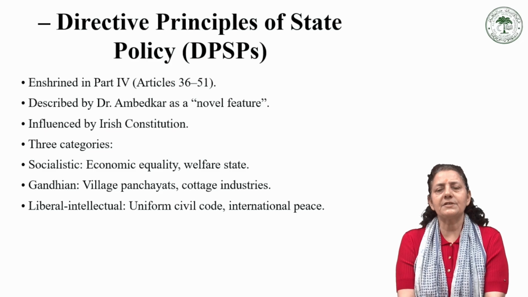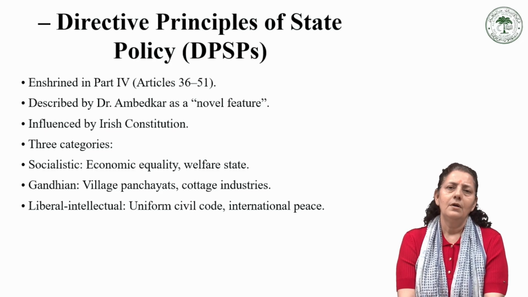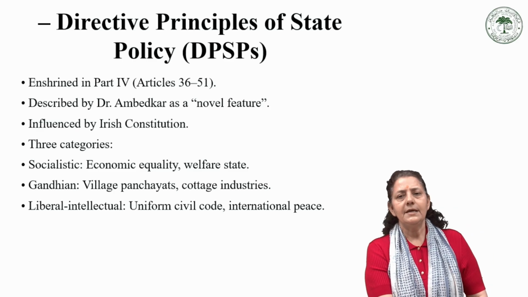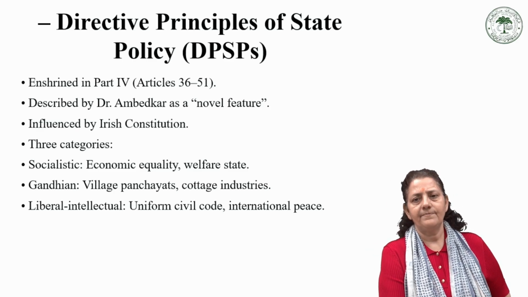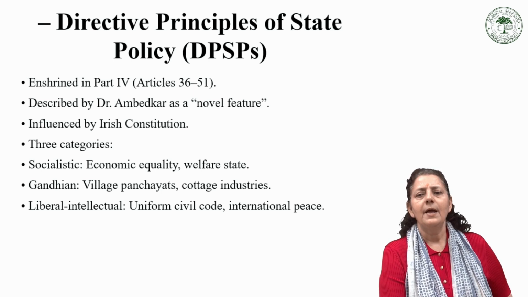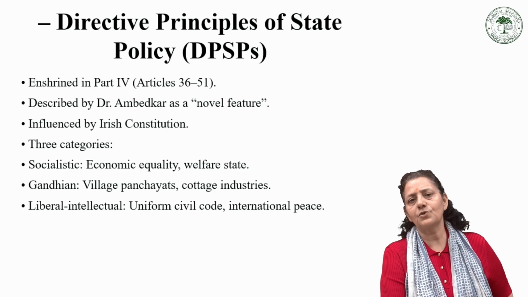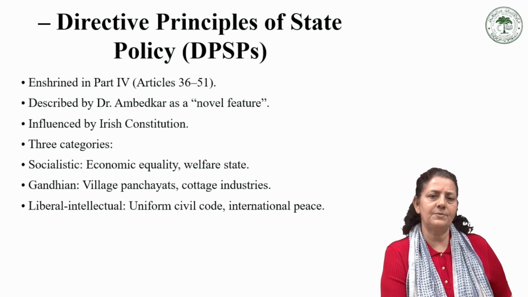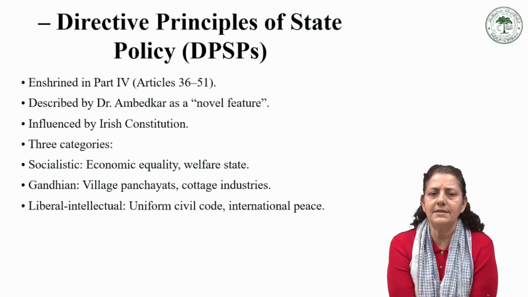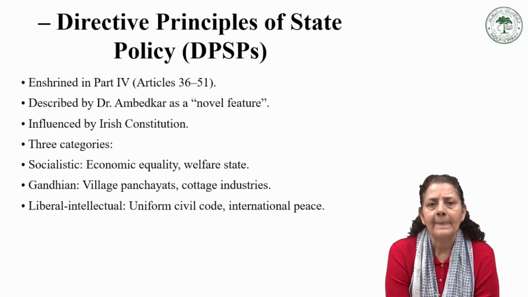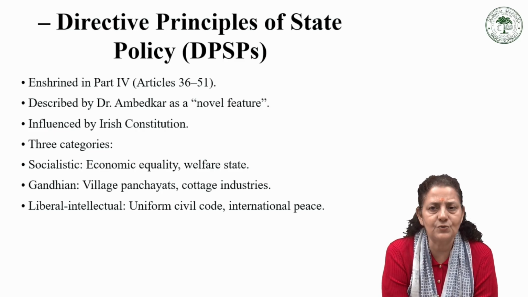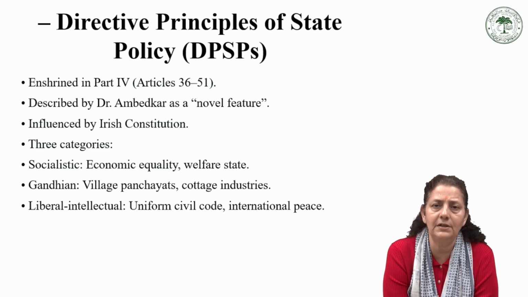The directive principles of state policy, enshrined in Part 4 from Article 36 to 51, guide the state in establishing a welfare society. Dr. B.R. Ambedkar termed them as novel feature of the Constitution. Influenced by the Irish Constitution, they aim to realize social and economic democracy through state policies. The directives can be categorized as socialist, Gandhian, and of course, liberal intellectual. They include provisions for reducing inequality, ensuring fair distribution of wealth, promoting education, and protecting the environment.